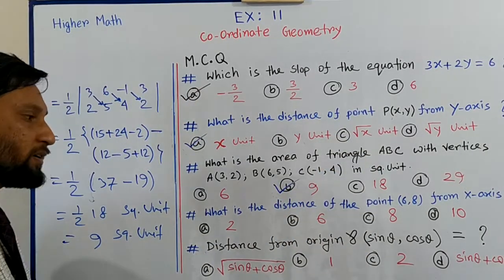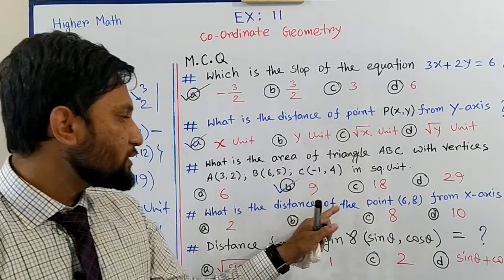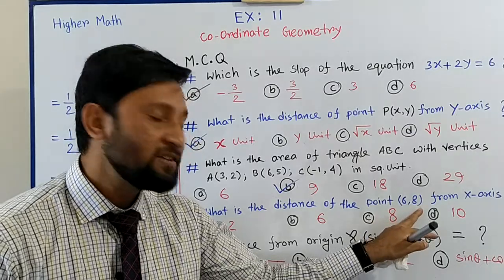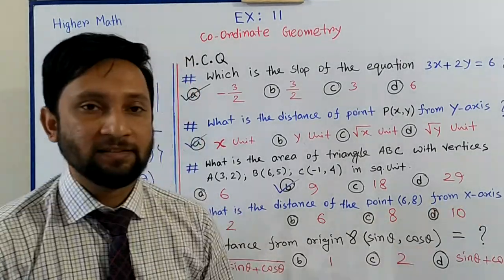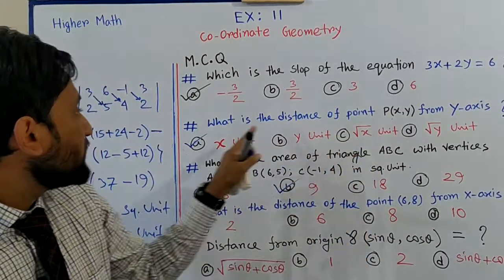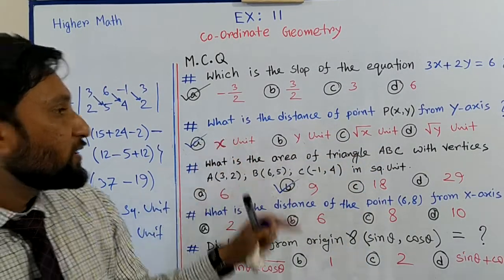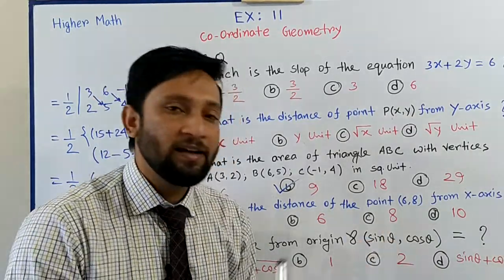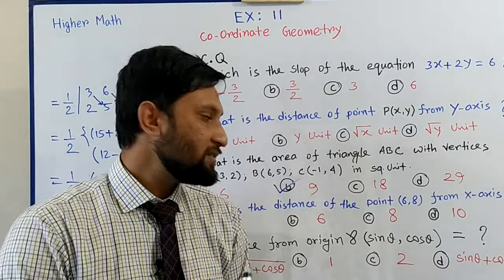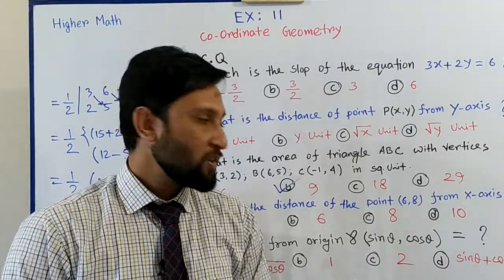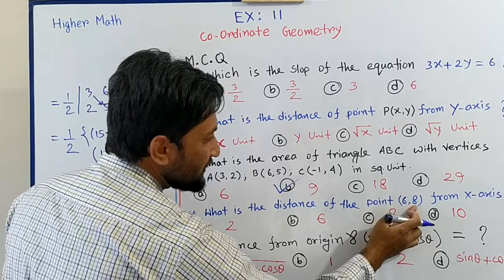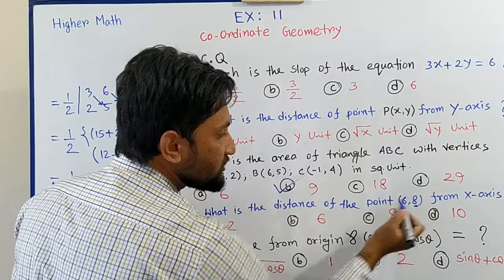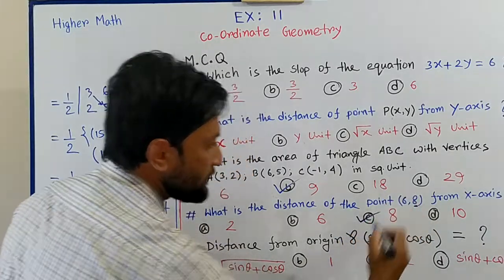Okay, now the next one. What is the distance of the point (6, 8), where 6 is abscissa and 8 is ordinate, from the x-axis? We already know from the second question, the distance from the x-axis is equal to its ordinate and the distance from the y-axis is equal to its abscissa. So for the coordinate point (6, 8), the distance from the x-axis is equal to its ordinate, so 8. The answer is 8.